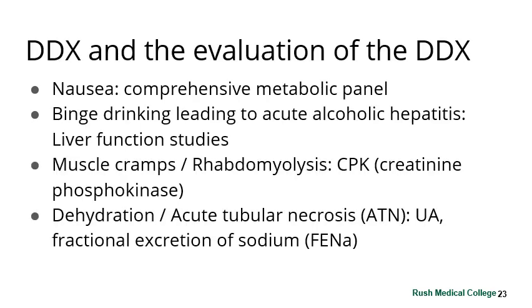So in this slide, I list some of the possibilities for the differential diagnosis and how you might consider evaluating that differential. For nausea, you might consider a comprehensive metabolic panel to look at his electrolytes and the other features of the CMP. Note that nausea actually is a patient complaint and not a specific differential diagnosis. His binge drinking, you might consider whether or not there could be effects of that over the longer term and might consider liver function studies. Those would be included in the CMP.